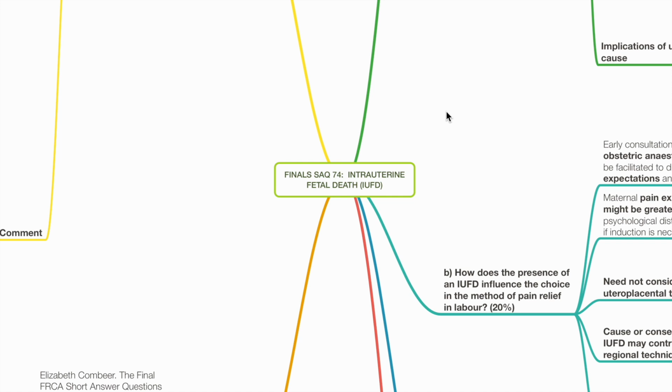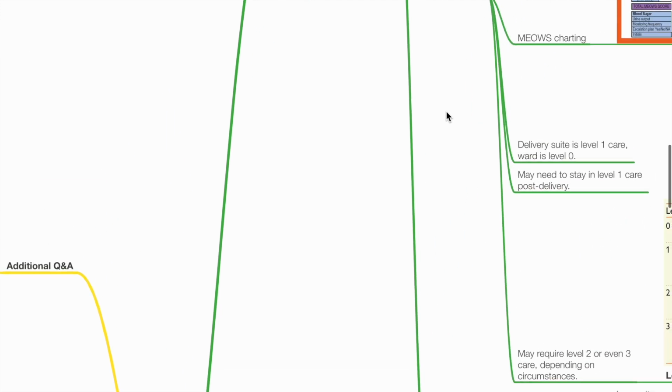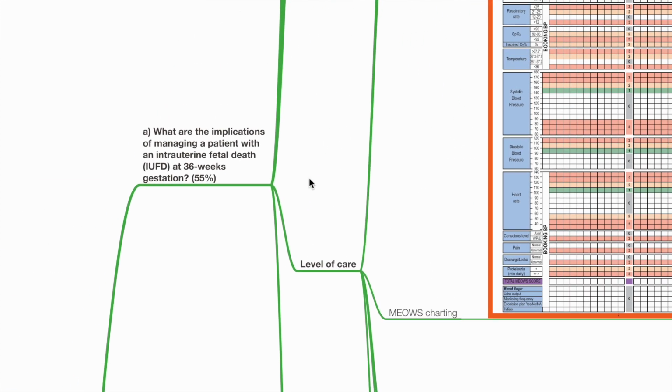Finals SAQ 74, Intrauterine Fetal Death. A. What are the implications of managing a patient with IUFD at 36 weeks gestation?